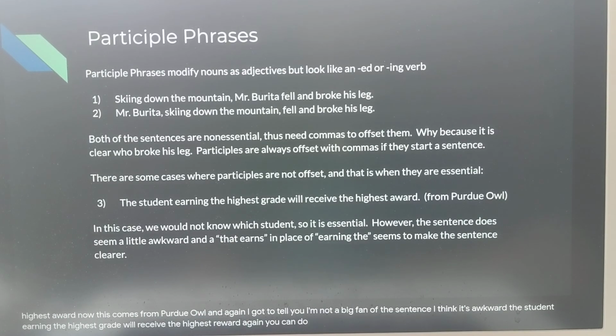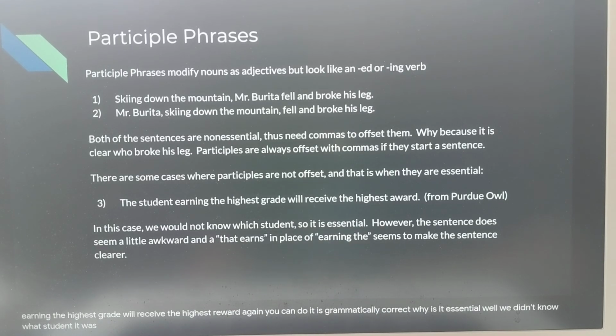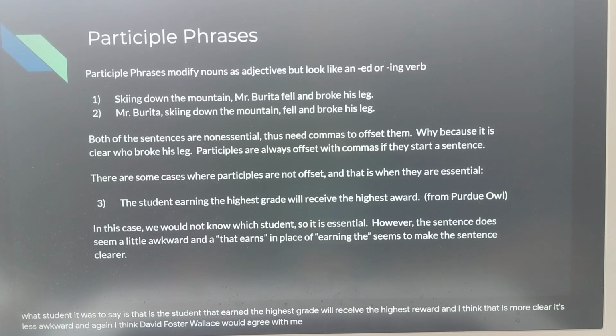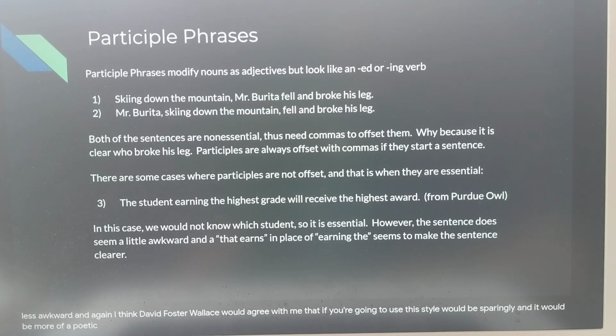Again, you can do it. It's grammatically correct. Why is it essential? Well, we didn't know what student it was. But I think what they're really trying to say is that the student that earns the highest grade will receive the highest reward. And I think that is more clear. It's less awkward. And again, I think David Foster Wallace would agree with me that if you're going to use this style, it would be used sparingly, and it would be more of a poetic type of style than a formal type of style.